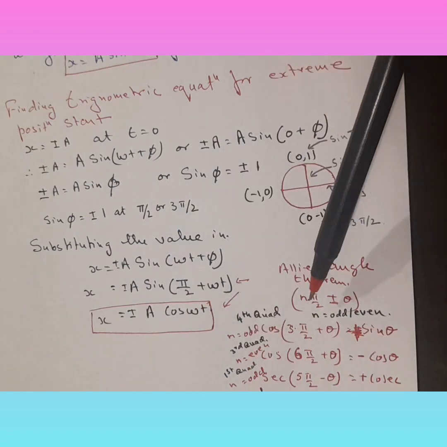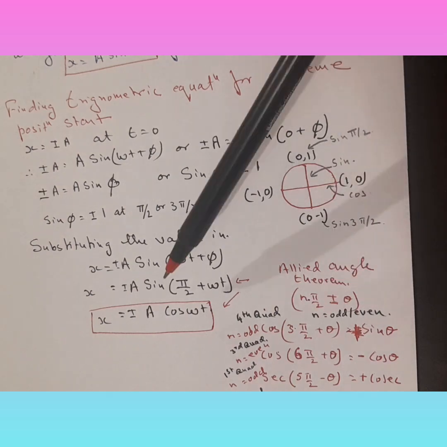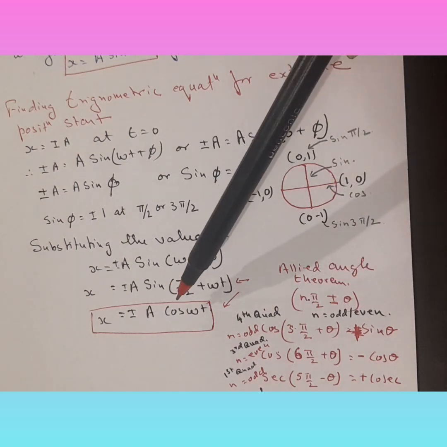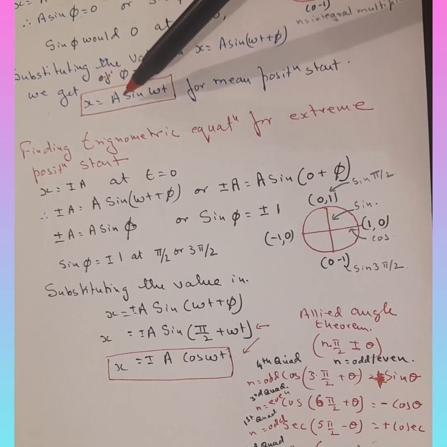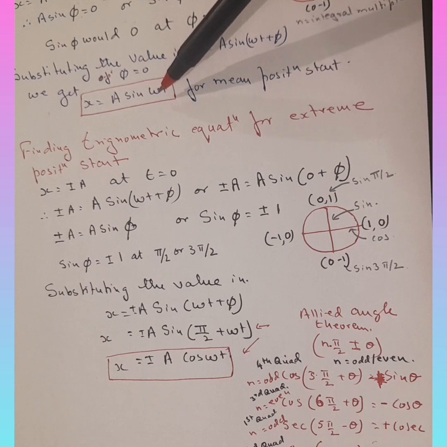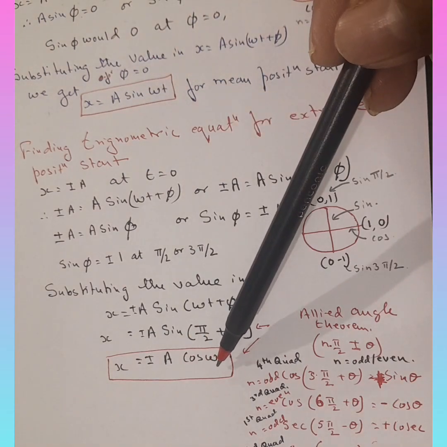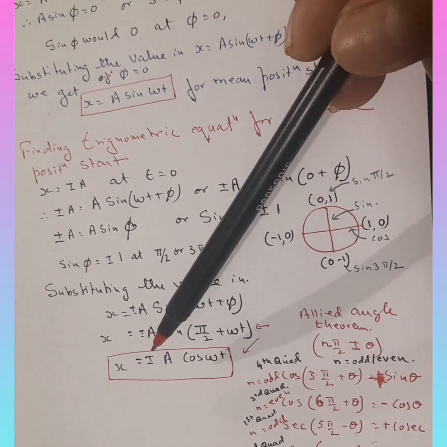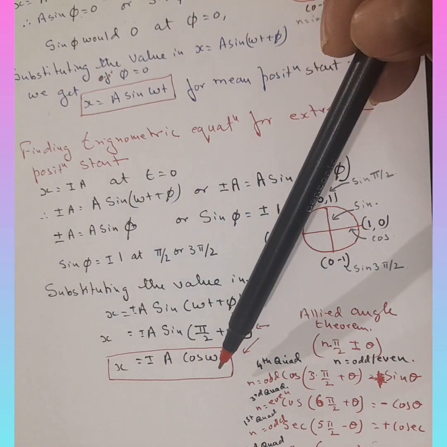This is how the allied angle works. So what we got is, if SHM starts from the mean position, then x equals a sine omega t is the equation we are supposed to use, and if it starts from the extreme position, then the formula we have to use is plus or minus a cos omega t.